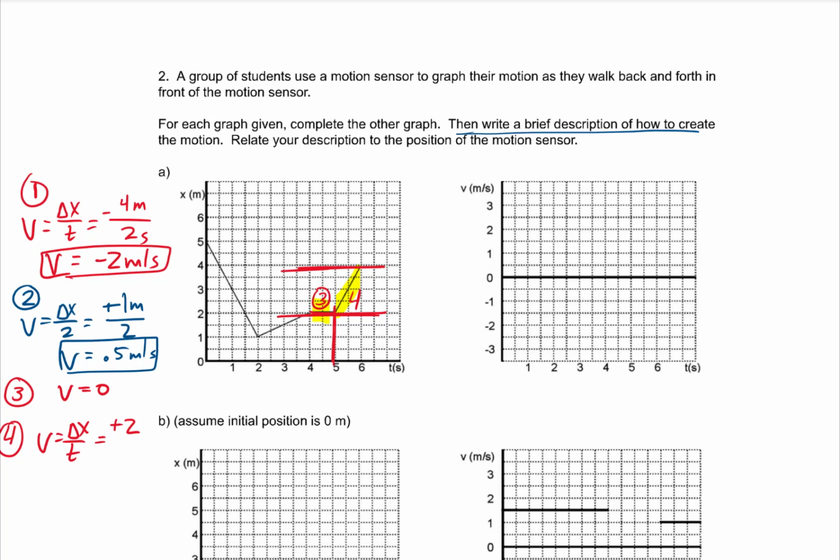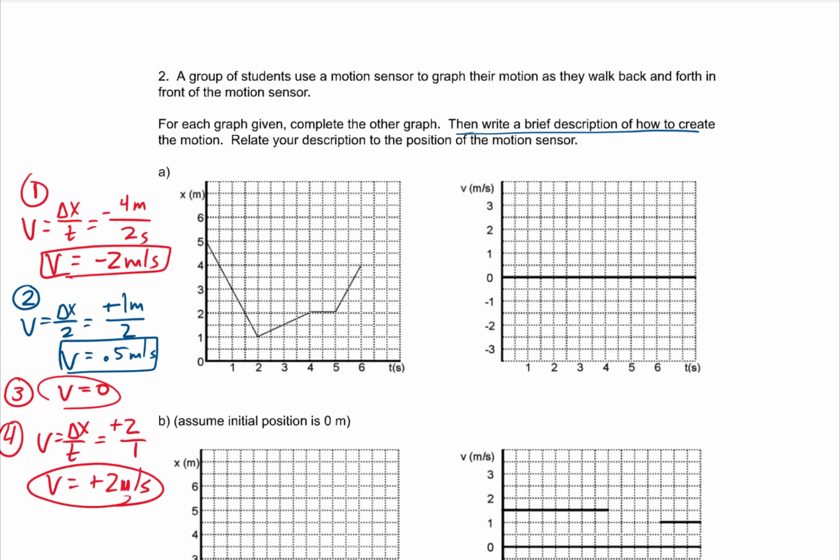And that takes me from 5 seconds to 6 seconds. So that's over 1 second. That velocity is positive 2 meters per second. Now that we have all the velocities, and this was very similar to what we did before, we can graph those. What we're going to do is graph the velocity for each chunk of time.